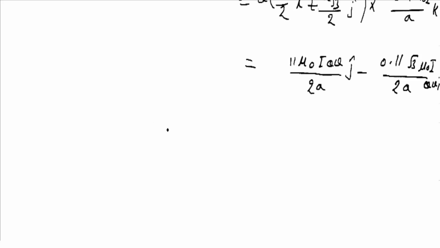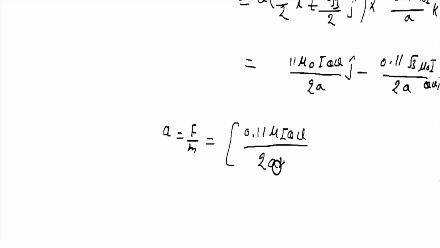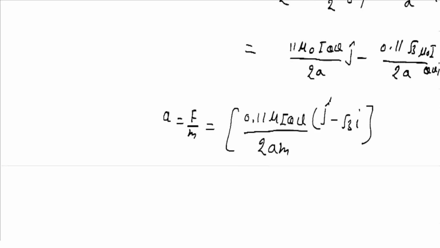Now acceleration equals force upon m. So this is 0.11 mu naught I Q v upon 2am, with components j cap minus root 3 i cap. So here we have found the acceleration. The first part is completed.